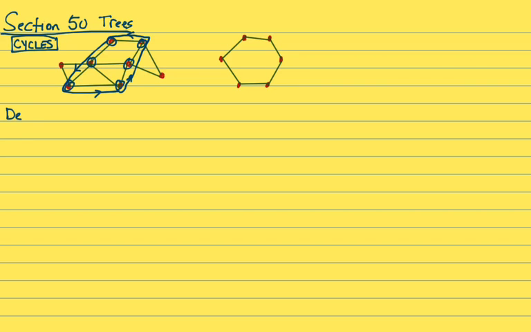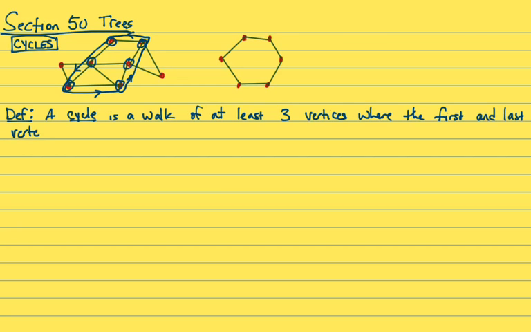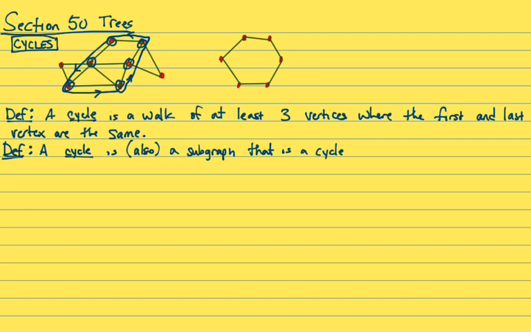Okay? So definition. A cycle is a walk of at least three vertices where the first and last vertex are the same. That's what I mean when I call it a cycle. And actually, even more formally, I'm going to add to this. Sometimes I'll also use the word cycle to refer to the subgraph itself. So a cycle can be thought of as a walk, or a cycle can be thought of as the whole subgraph that is a cycle.